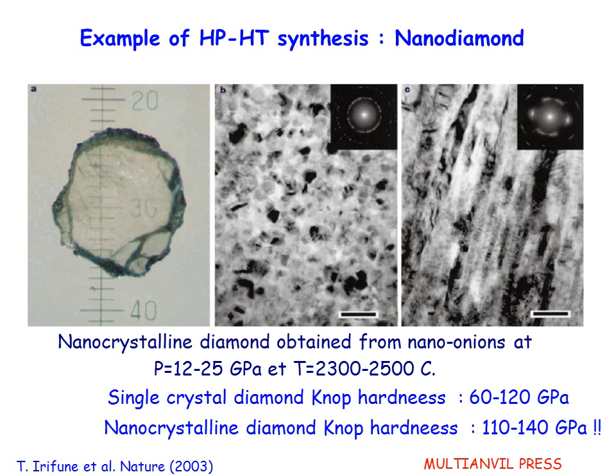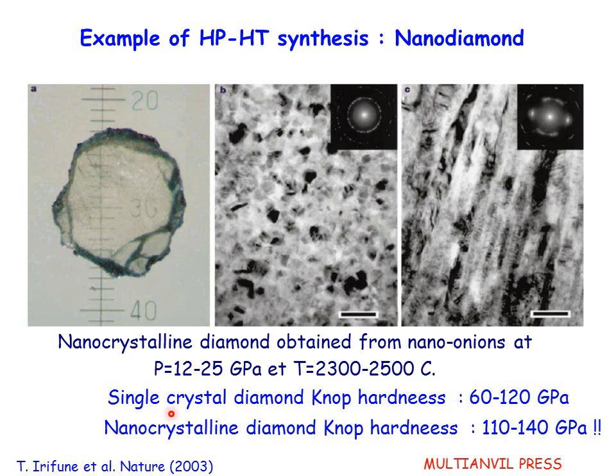But can we use high pressure, high temperature to produce real new nanomaterials? And the answer is yes. Here you have an example of nanodiamond produced thanks to the transformation at high pressures and high temperature of nano onions, that are concentric fullerenes. And you see here the size of the polycrystallite obtained, that is transparent and is made of nanocrystals of diamond. And the remarkable thing is that this material is harder than diamond.